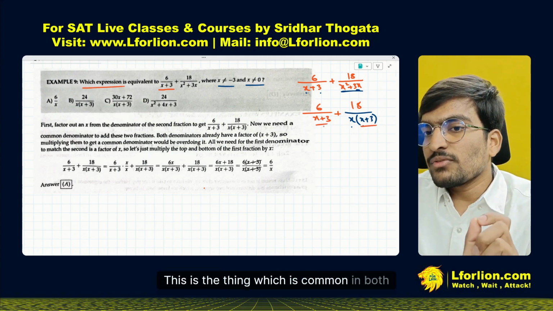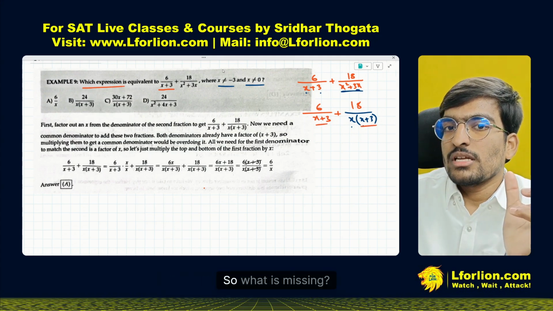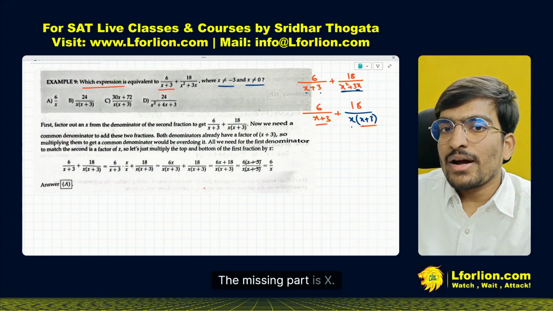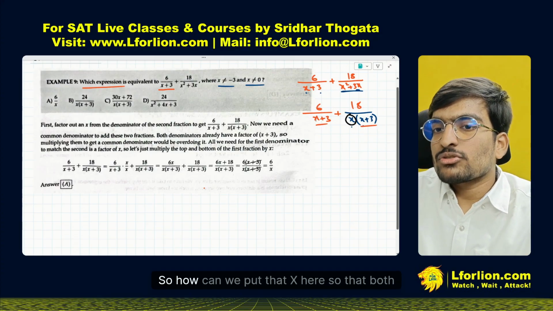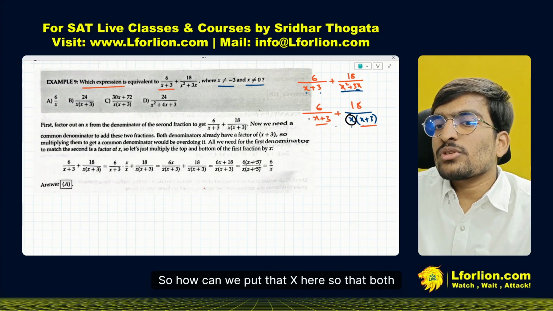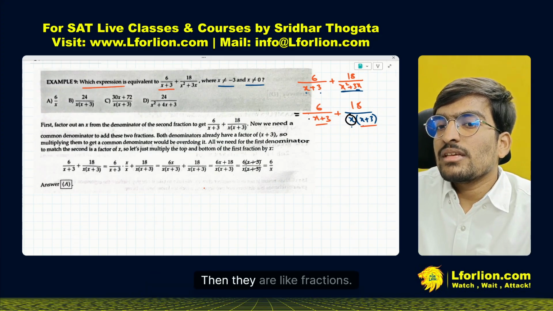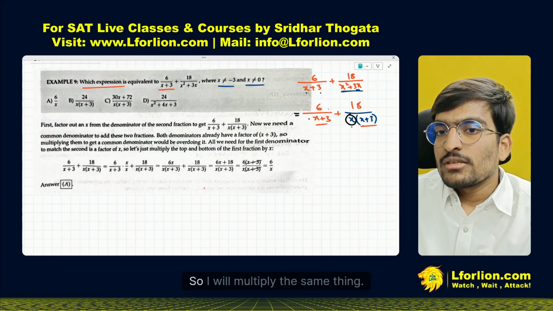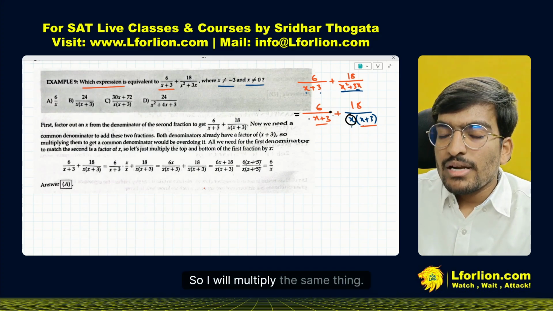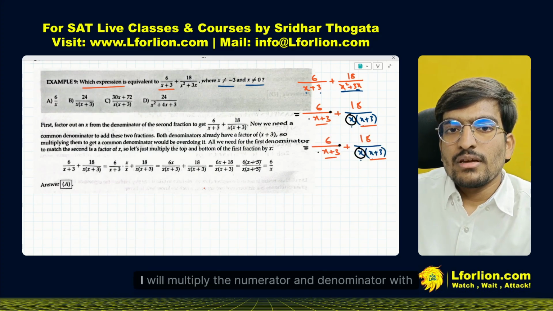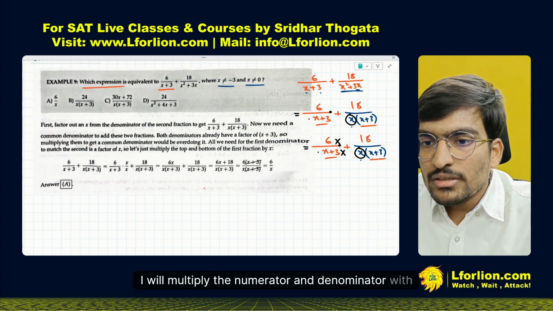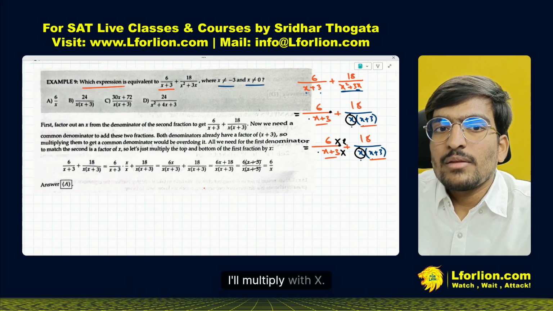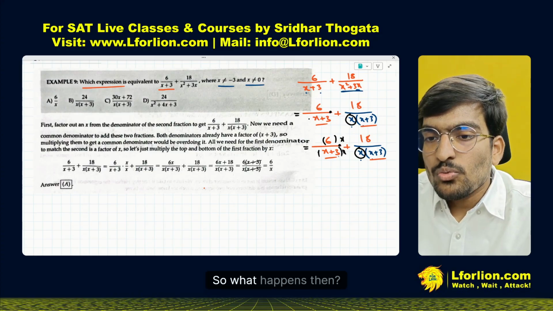This is the thing which is common in both denominators, (x plus 3). So what is missing? The missing part is x. So how can we put that x here so that both denominators match? Then they are like fractions. So I will multiply the numerator and denominator with x. What happens then?